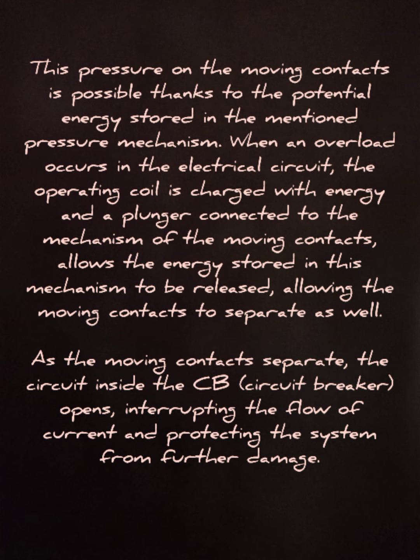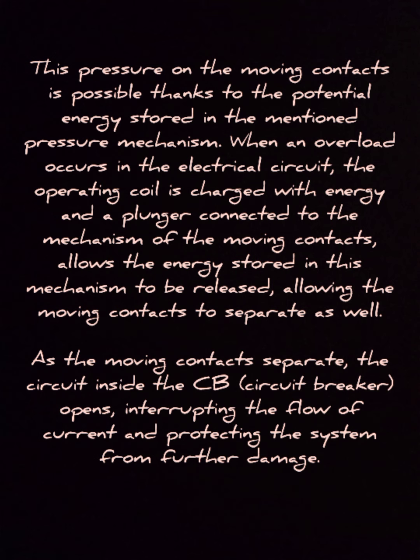When an overload occurs in the electrical circuit, the operating coil is charged with energy, and the plunger connected to the mechanism of the moving contacts allows the energy stored in the mechanism to be released, allowing the moving contacts to separate, which means it automatically trips. As the moving contact separates, the circuit inside the CB opens, interrupting the flow of current and protecting the system from further damage.